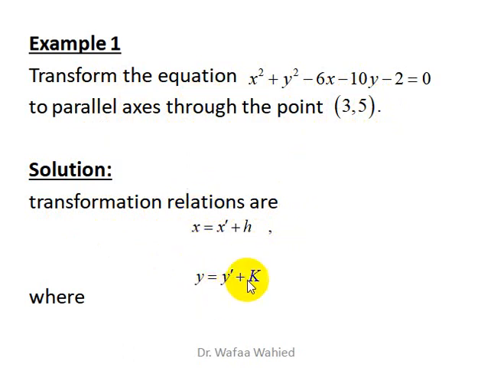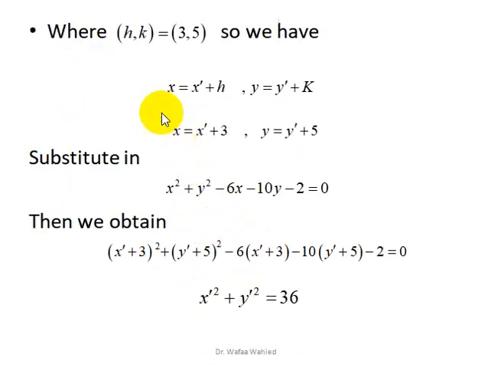The transformation relations are given by the following, where h and k, the coordinates of the new origin, are equal to 3 and 5. So we have x equals x dash plus h and y equals y dash plus k. Substituting h and k in this relation, we have x equals x dash plus 3 and y equals y dash plus 5, where h equals 3 and k equals 5, but x and y are the old coordinates of the point B. X dash and y dash are the new coordinates of the point B.